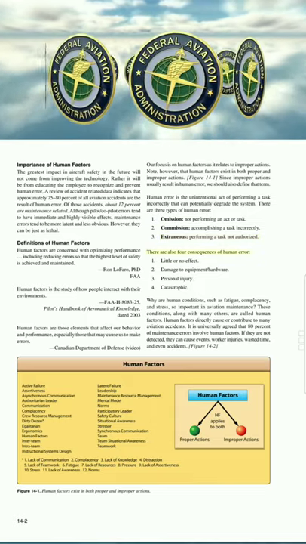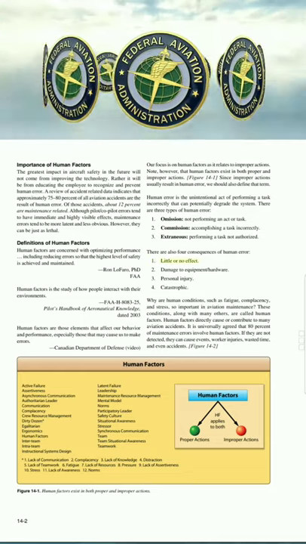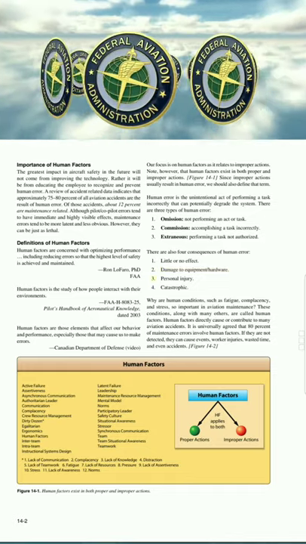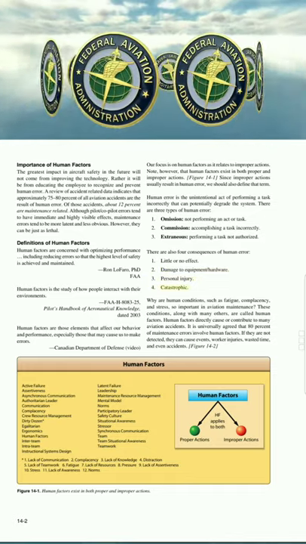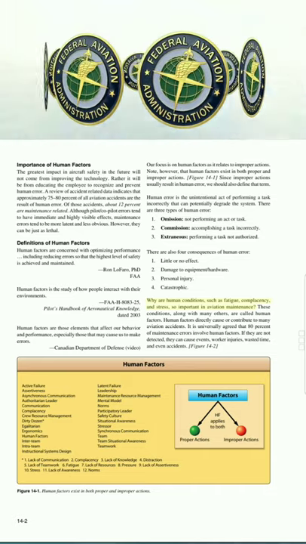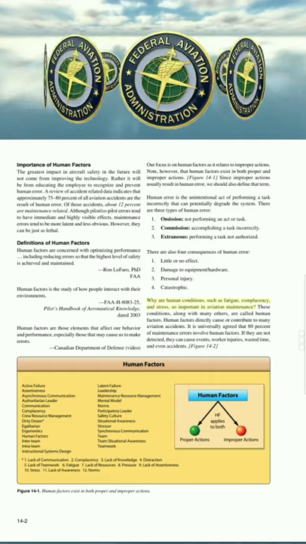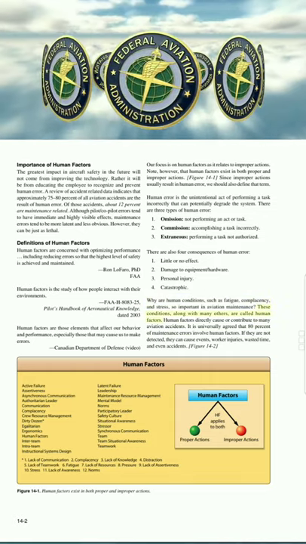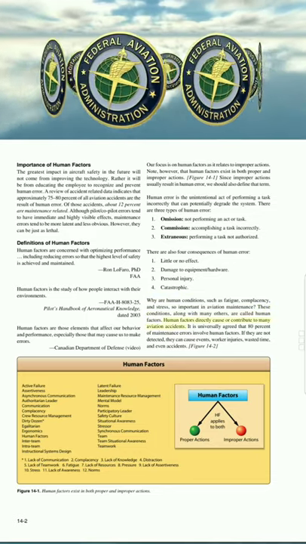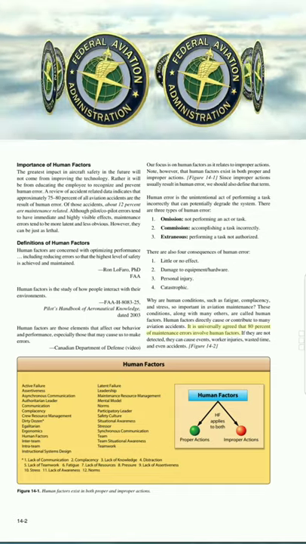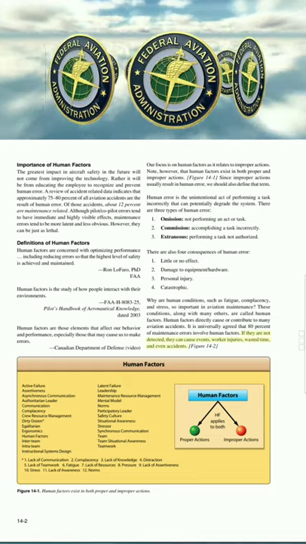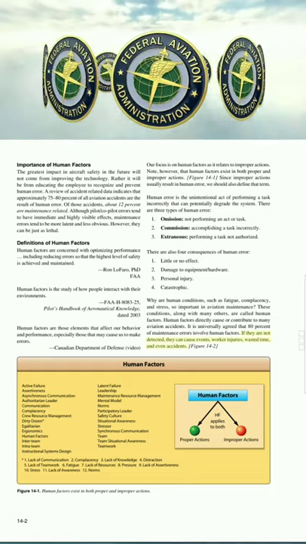There are also four consequences of human error. 1. Little or no effect. 2. Damage to equipment/hardware. 3. Personal injury. 4. Catastrophic. Why are human conditions, such as fatigue, complacency, and stress, so important in aviation maintenance? These conditions, along with many others, are called human factors. Human factors directly cause or contribute to many aviation accidents. It is universally agreed that 80% of maintenance errors involve human factors. If they are not detected, they can cause events, worker injuries, waste of time, and even accidents.